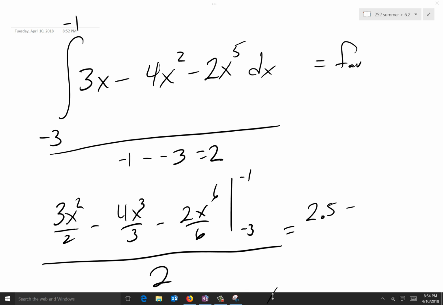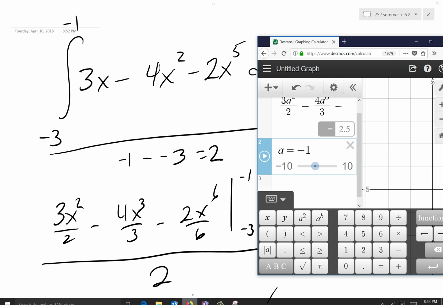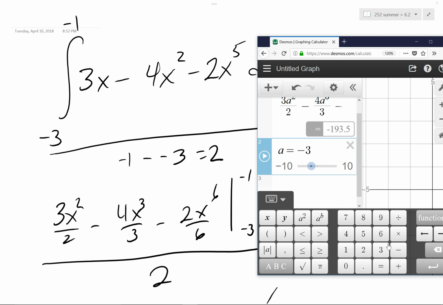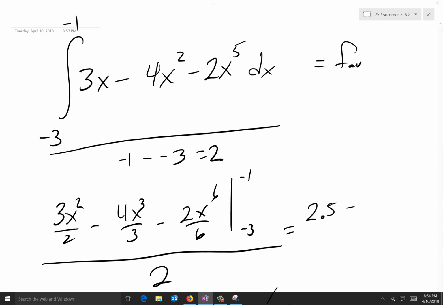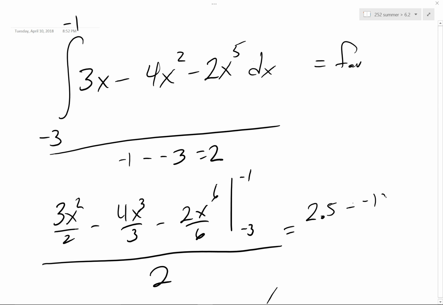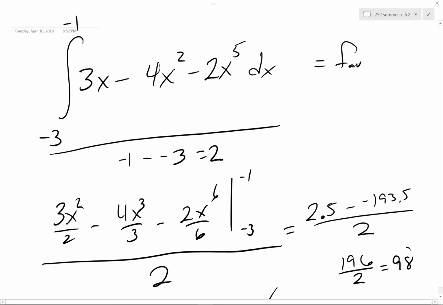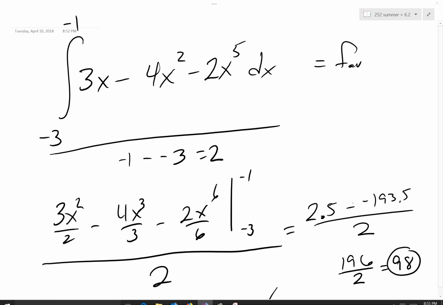Minus, and let's put in -3. -193.5. -193.5 all over 2. That is 196 divided by 2 is 98. That would be our average value.